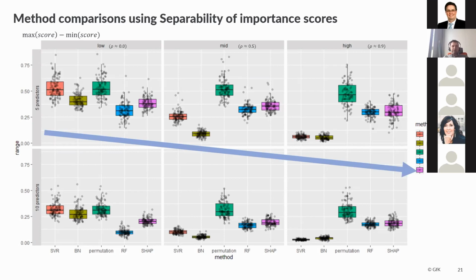Bayesian Network reaches a low level of range faster, already for the medium correlation. This is because even for a moderate correlation between predictors, the structure of the network has many connections. The classic permutation method doesn't take into account common relationships between variables, so we shouldn't be surprised that the level of the importance score range is the same regardless of the correlation. What is astonishing is that the separability for random forest and shap is not affected by the correlation level.